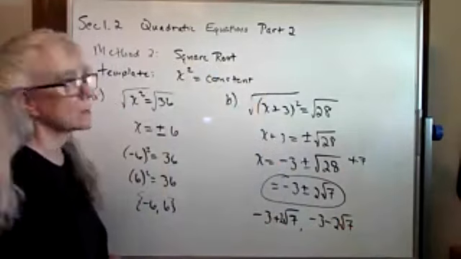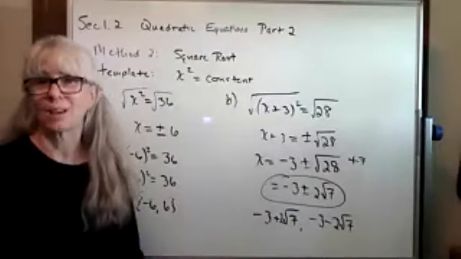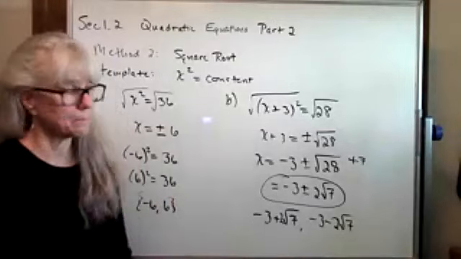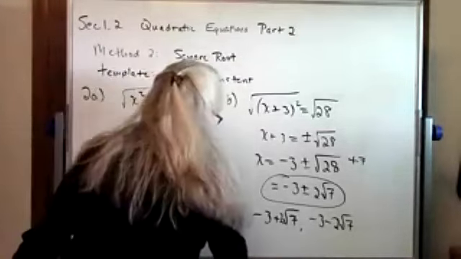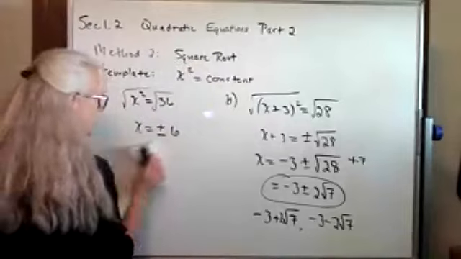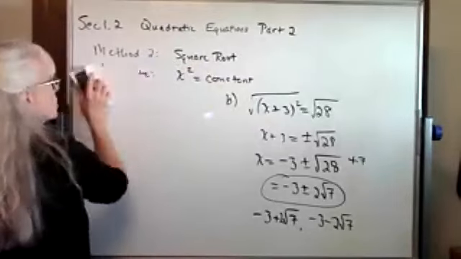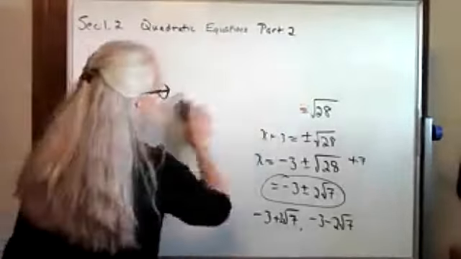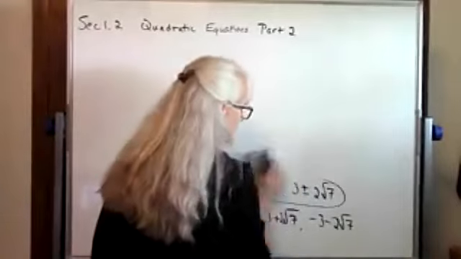So the square root method is quick. It's fast. It's easy. I can use it anytime I have a square and a constant. But it's really limited because if I had that middle term, that bx term, I could not use this method. So somewhat limited. But it does lead us into our next method.